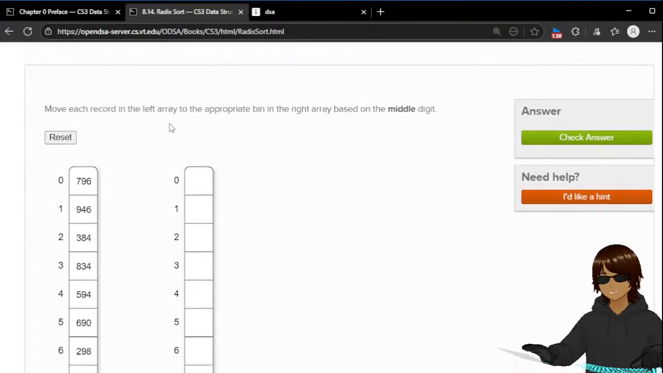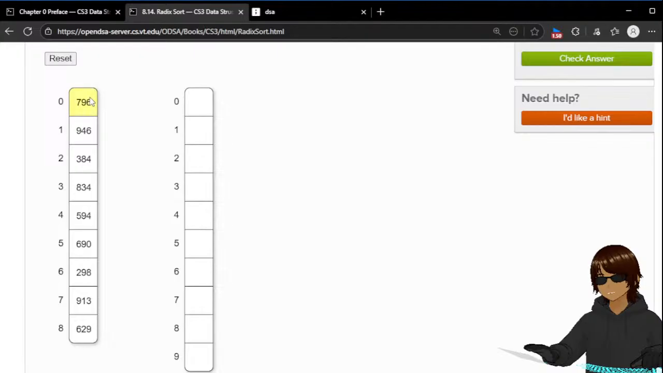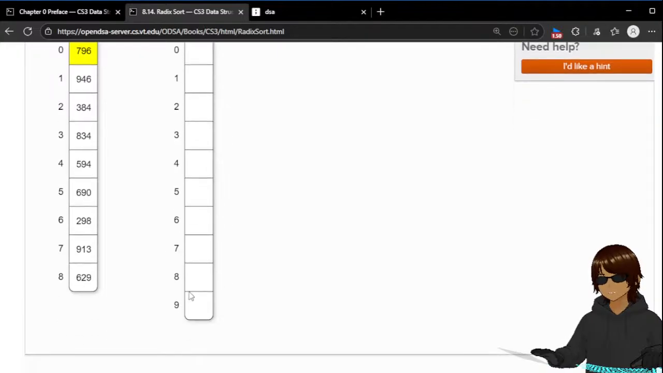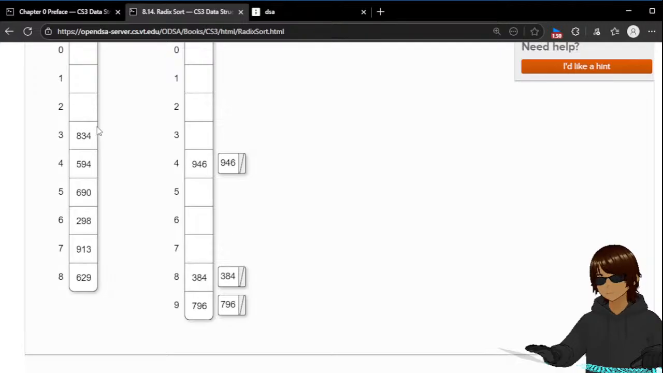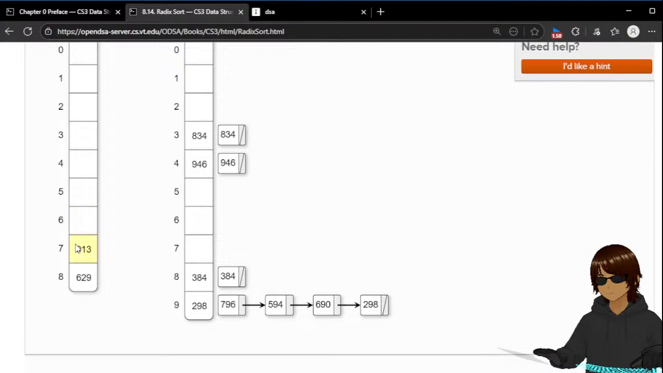Move each record in the array to the appropriate bin based on the middle digit. 796, so 9 is the middle digit. 4 is the middle digit. 8 is the middle digit. 3 is the middle digit. 9 is the middle digit.